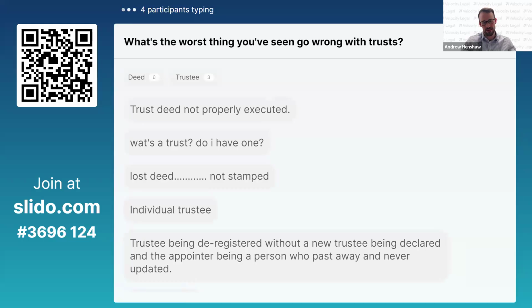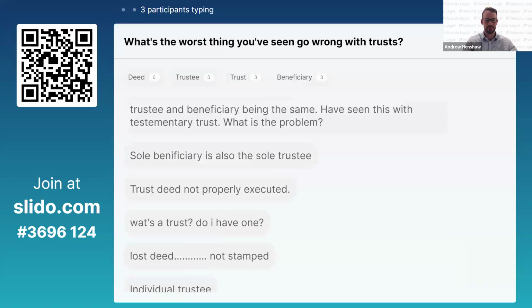To be admissible, you need to prove that the deed has been stamped. And then it's different state to state as well, in terms of the amount, whether you have to stamp. So it's probably not the worst thing. Probably not the worst thing.